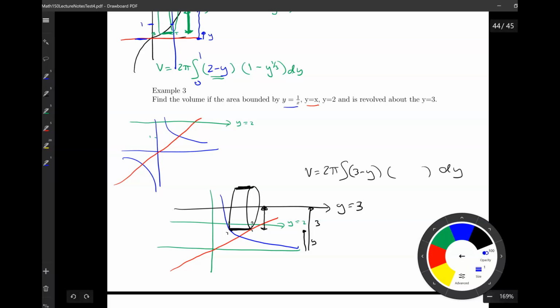The height of my shell will be from here to here. So I want to say measuring, going up all the way out to the line, which is y equal x, so that's y. Subtract off this distance here, which is y equal 1 over x, or that's the same thing as saying x equal 1 over y. And then I want to say build them from here to here. So where y equal x and 1 over x intersect would be 1, and then up to 2.